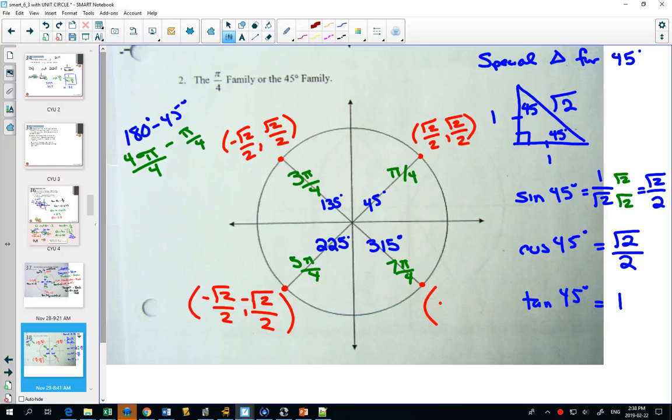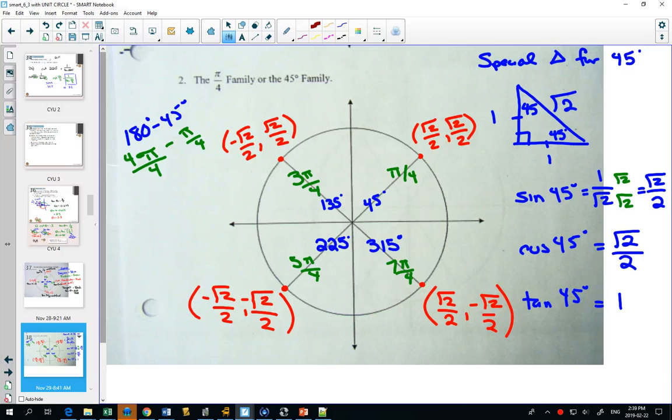And finally, in quadrant 4, the x value is positive and the y value is negative. If your x-coordinate is cos and your y-coordinate is sine, can you see that the CAST rule makes sense with the coordinates? Both sine and cos are negative in quadrant 3. Both sine and cos are positive in quadrant 1. Only sine is positive in quadrant 2, and only cosine is positive in quadrant 4.